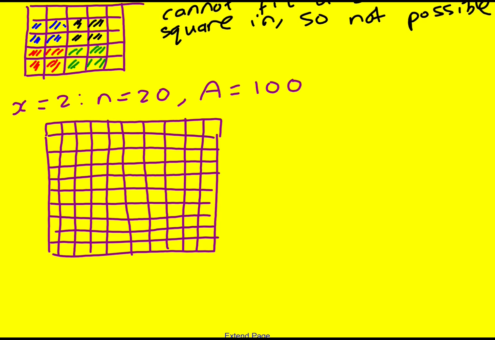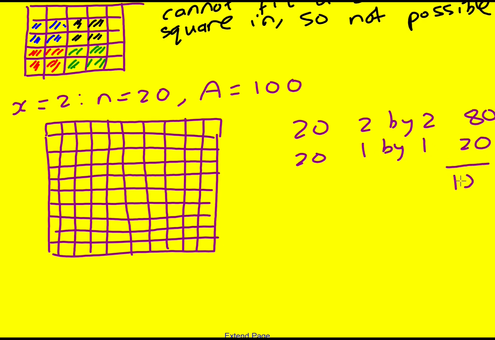To be honest, when I did it, I said we could use 20 2 by 2s, and that would give us 80, and 20 1 by 1s to give us 20, so overall 100. And I said it would fit together, but really, to be comprehensive, we should just show that we can.